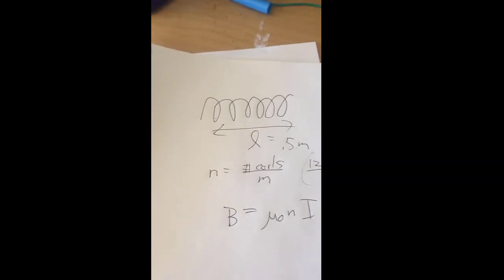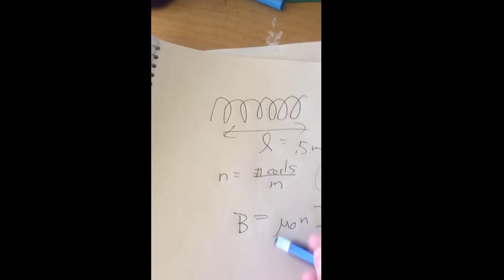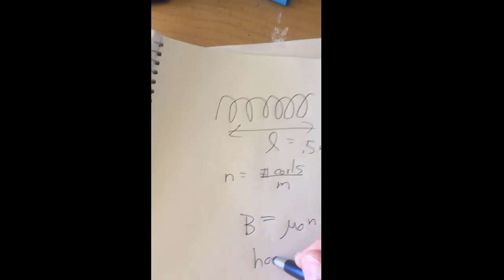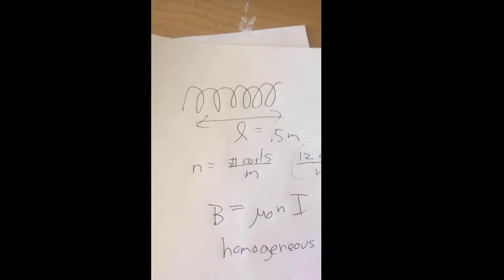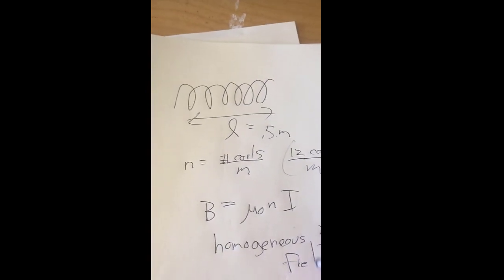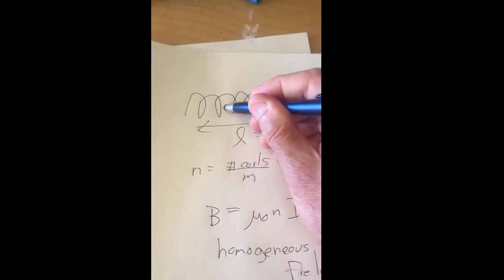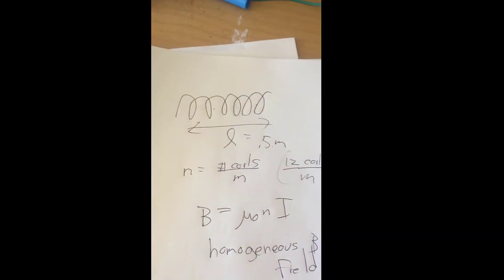And what's interesting and useful about a solenoid is it provides a homogeneous magnetic field. That means it's the same value anywhere inside the solenoid. Has the same value here as it does here. Same value everywhere inside there.